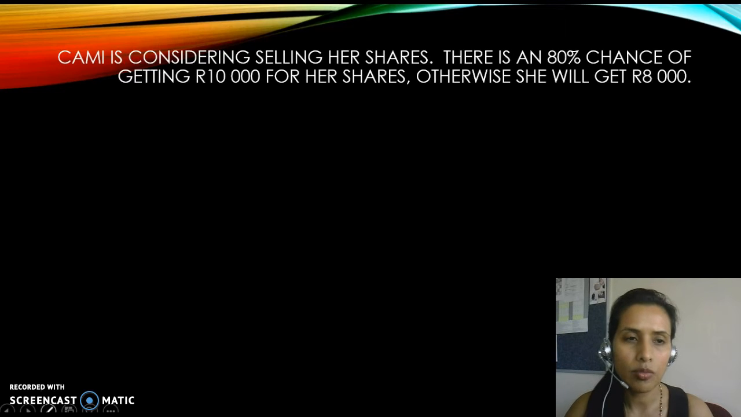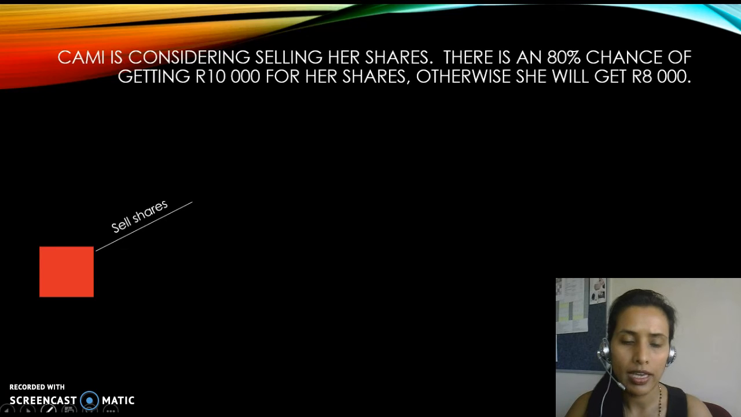The next example that we're looking at is Cami is considering selling her shares. So the decision to be made is whether she should sell her shares, but not to sell her shares should also be an option. So we're going to draw a square, and arising out of that square will be a branch for selling her shares, and another branch for not selling her shares.